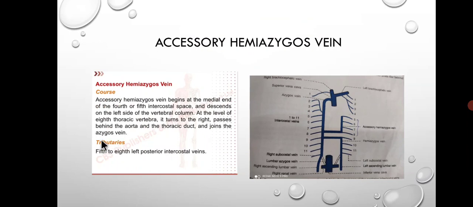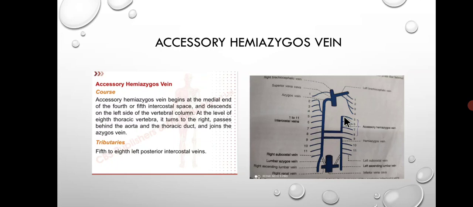Then the accessory hemiazygous vein, it is a mirror image of the upper part of azygous vein. It begins at the medial end of the 4th intercostal space and descends on the side of the vertebral column. At the level of 8th thoracic vertebra, it turns to the right, passes behind the aorta and the thoracic duct to join this.